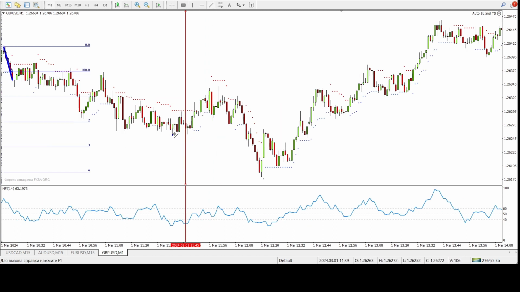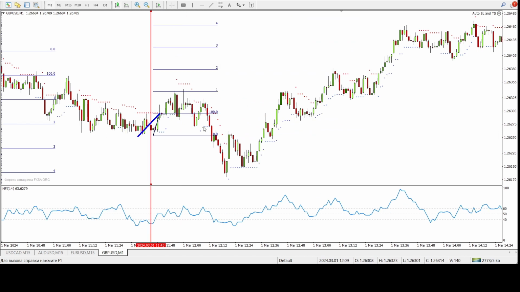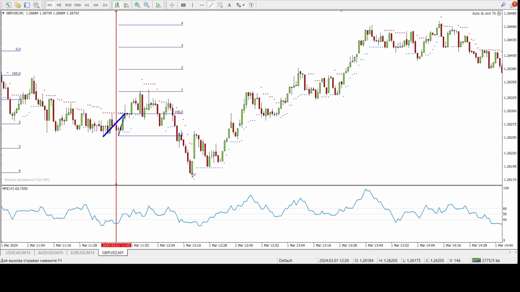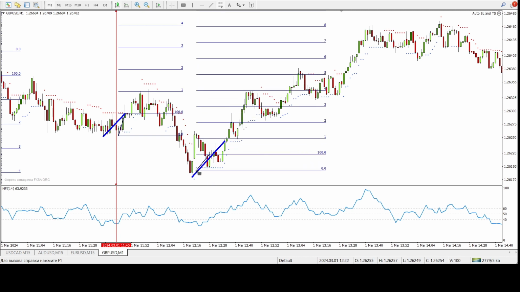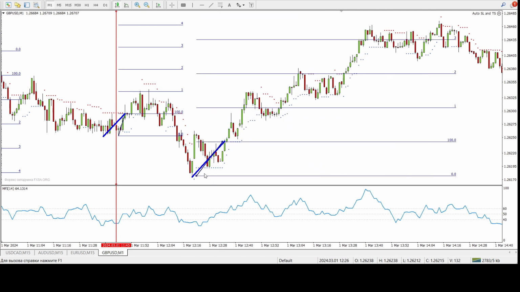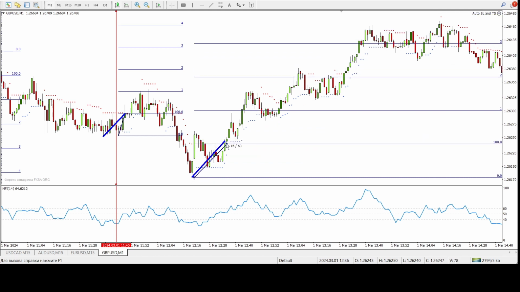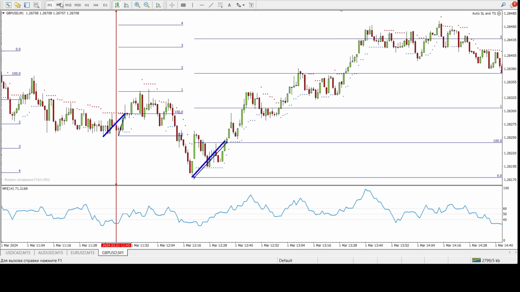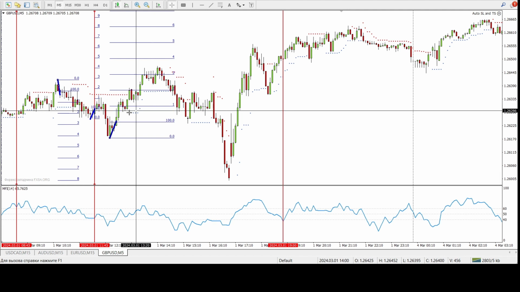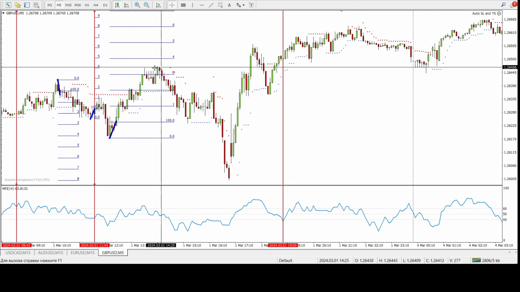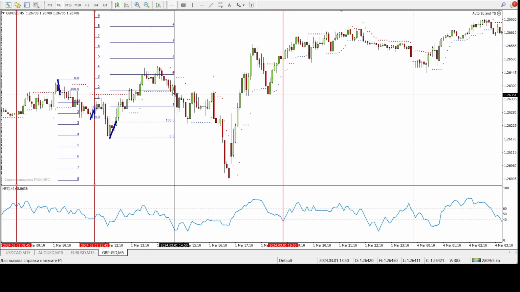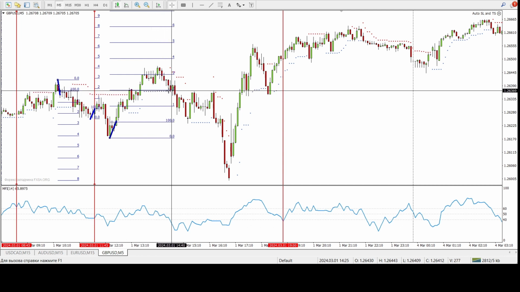And before us looms this entry point, but it closed in the red. Further, we enter from this point. Go to M5. Maximum, we would have about 3%. At least according to the ATP stop, we would have 2 percent.